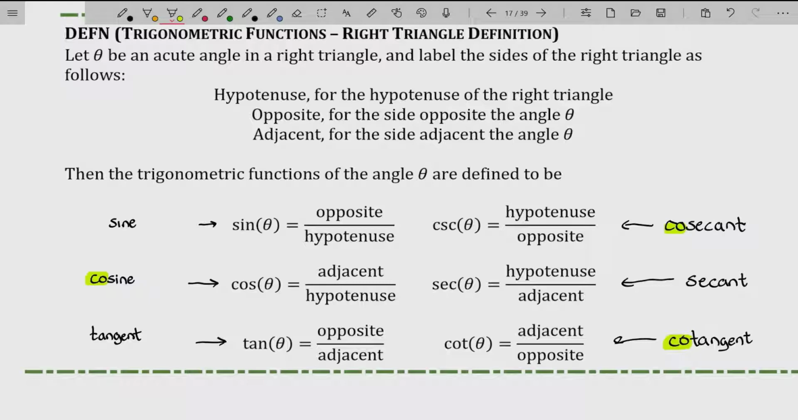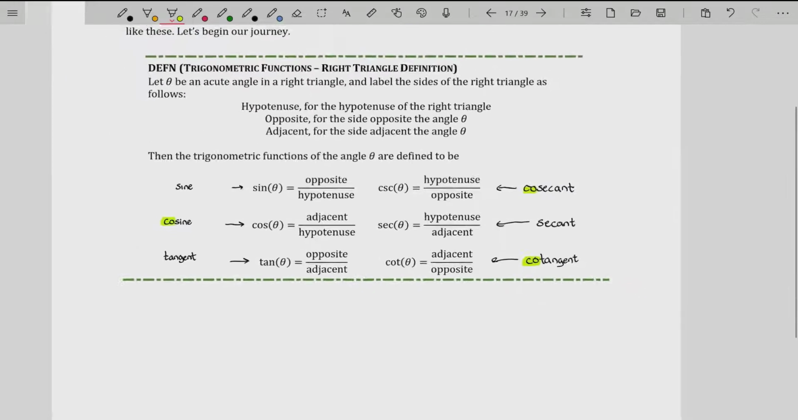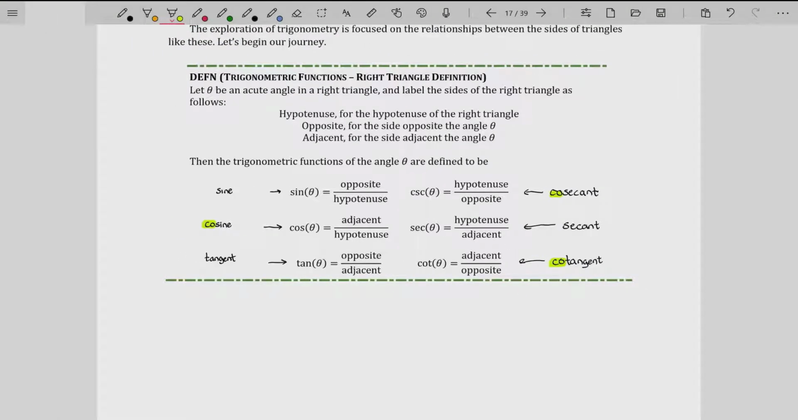The main thing to know here are the definitions. Sine is opposite over hypotenuse. Cosine is adjacent over hypotenuse. Tangent is opposite over adjacent. Some people remember this using a mnemonic. That's actually not a mnemonic, but just a word play here. They do SOHCAHTOA. Sorry, my pen just went. SOHCAHTOA.